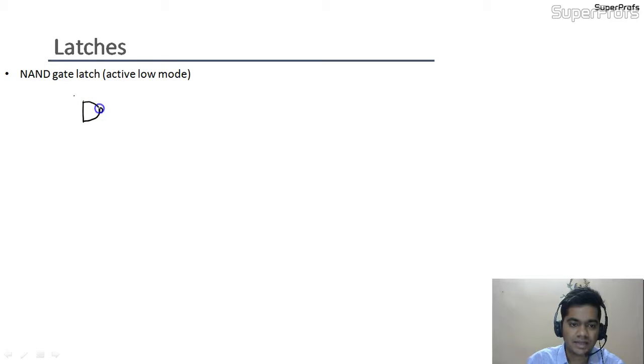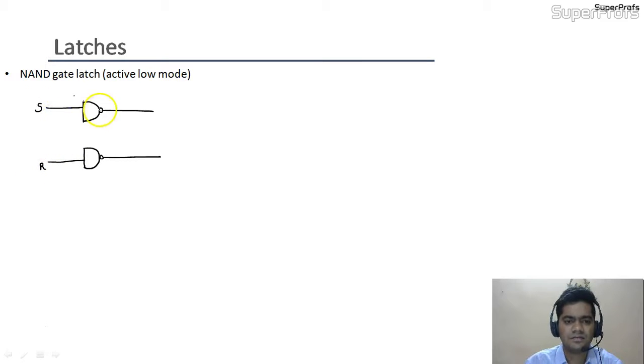We are using two NAND gates like this and one more NAND gate like this. Suppose we are giving input S and input R. S and R don't stand for very much, it's just representing S for set and R for reset. Now we are going to give the feedbacks from the output side. This is the presence of feedback. And the output that we are getting is Q.